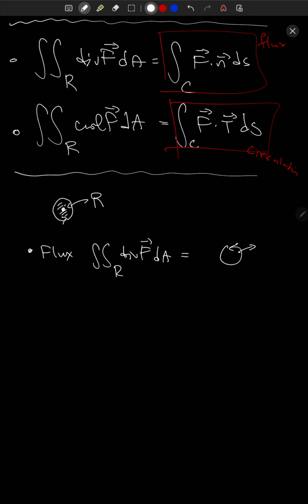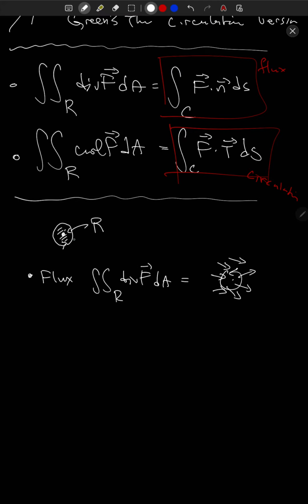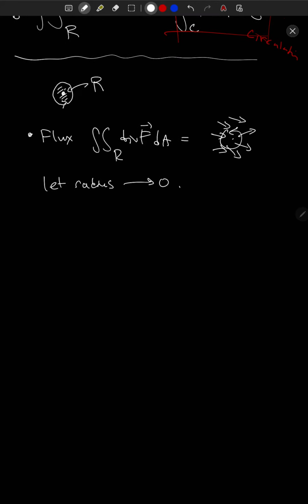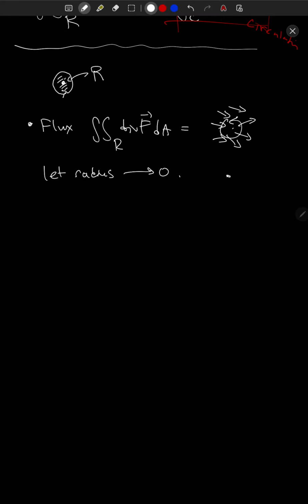So how much stuff is moving across the circle like that? If more stuff is moving out, then it's positive. If more stuff is coming in, then it's negative. Now imagine this: I take this circle and I let the radius go to 0. As I let the radius of the circle go to 0, I'm working with a circle that's closer and closer to my point.